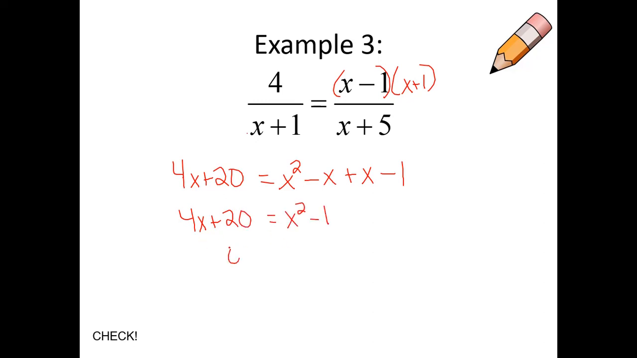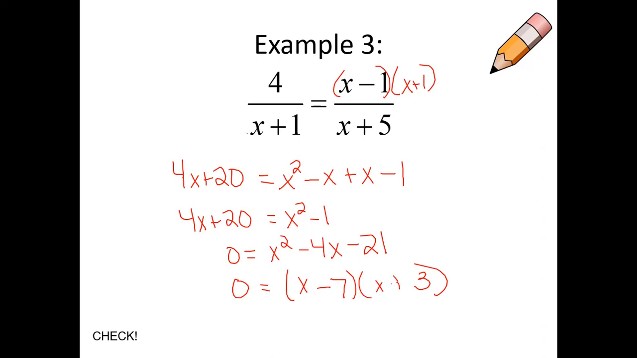So let's get everybody to the right-hand side. x squared minus 4x minus 21. Ooh. It's x. 7 and 3 will give me 21. Oh, a negative 7 and a positive 3. That will work, right? Because that's a negative 7x plus 3x. That's a negative 4x. So I got two answers. x equals 7 and x equals negative 3.